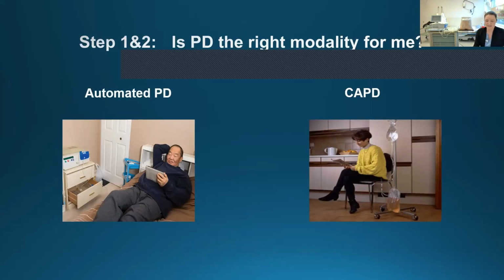So steps 1 and 2, is PD the right modality for me? On the left-hand side, we have a patient that is on automated PD, or we call the cycler machine. On the right-hand side, I have a patient who is on CAPD, which is continuous ambulatory peritoneal dialysis.